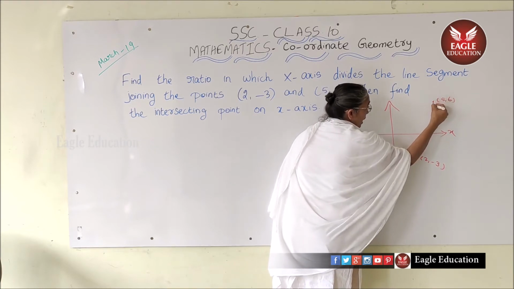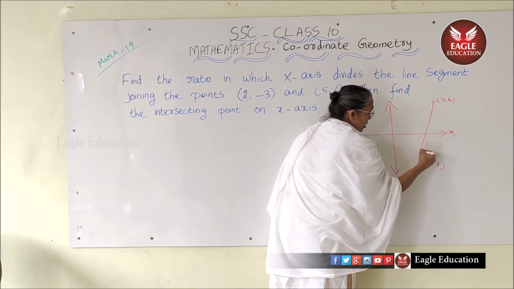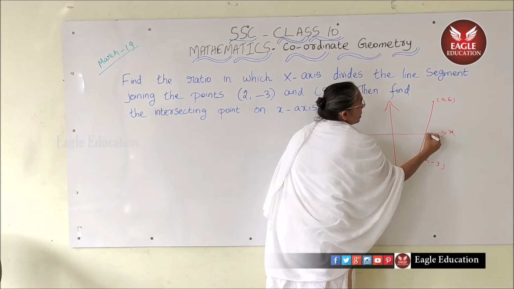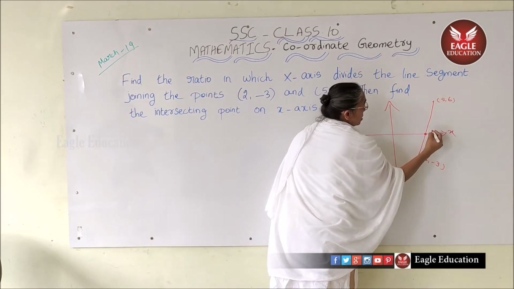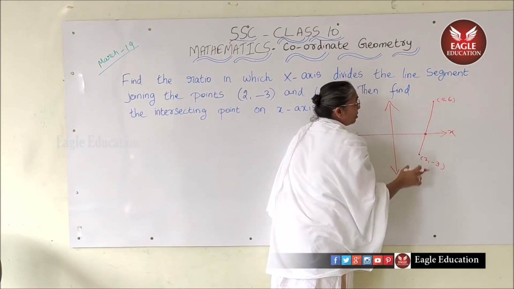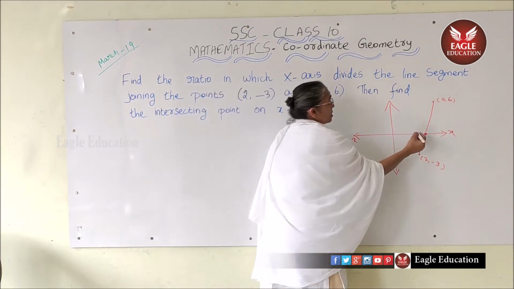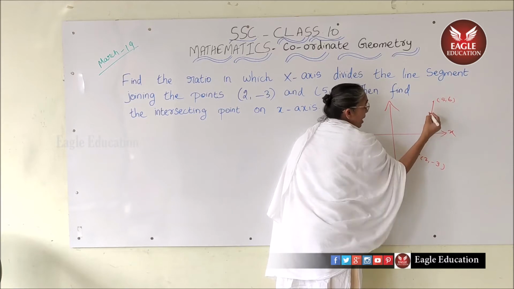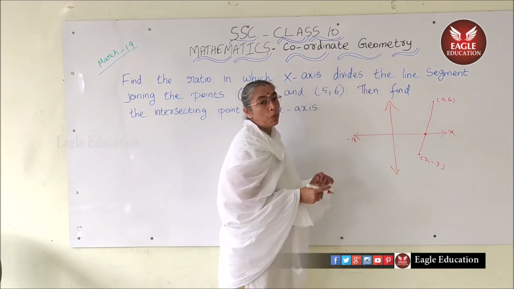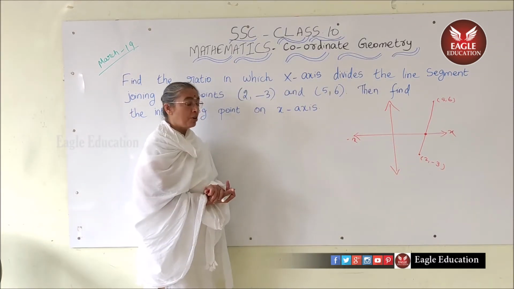So now the line segment joining these 2 points is divided by the x-axis, in what ratio is the question. Find the ratio in which this x-axis divides the line segment joining these 2 points. We know the section formula.